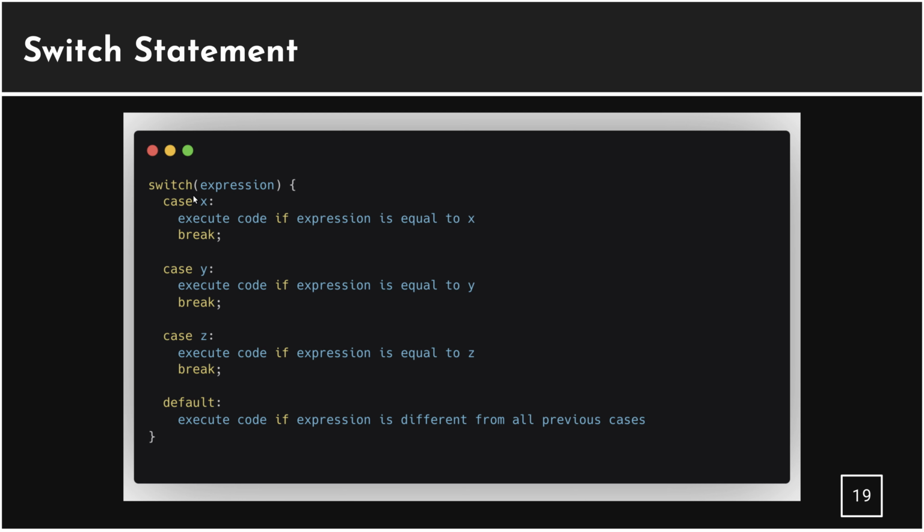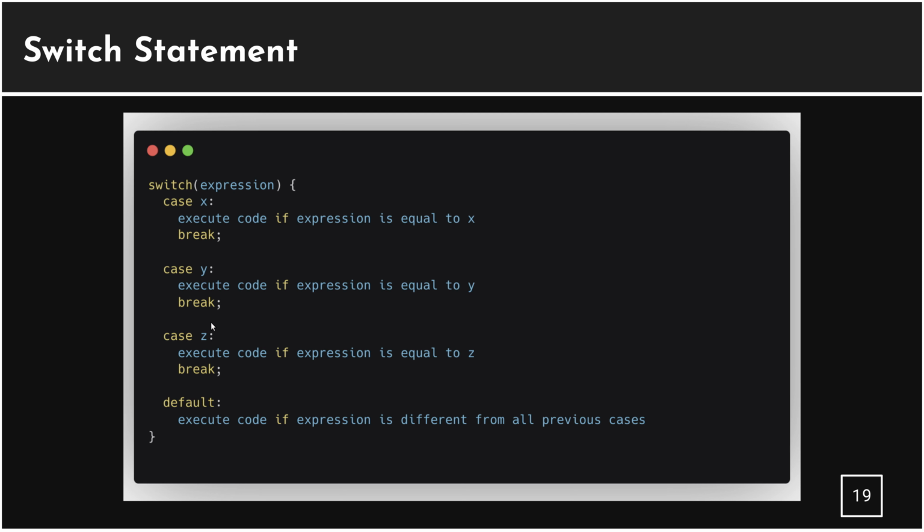In our example right here, we have an expression case where, if x is equal to expression, we execute this code, and then we break. Break just means that we'll skip the rest of the cases and go execute the rest of the program after the switch statement. The same goes for the other conditions. Naturally the expression can only be equal to one value, so only one case will be executed.